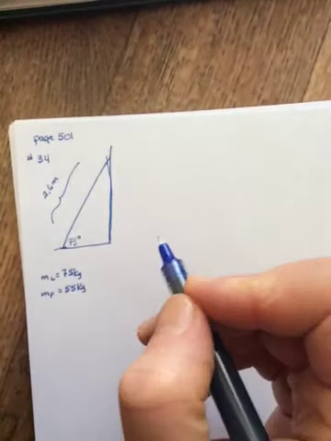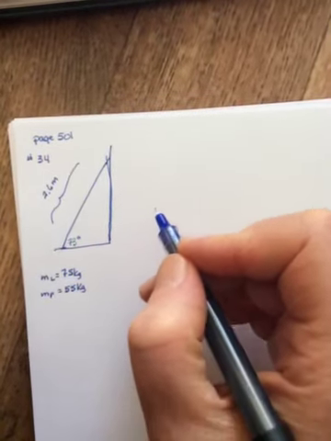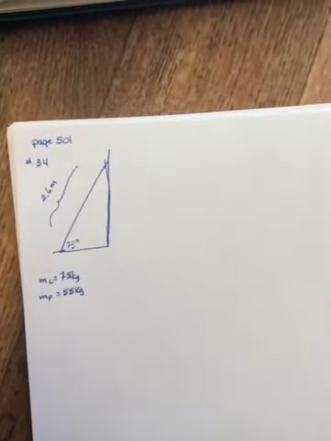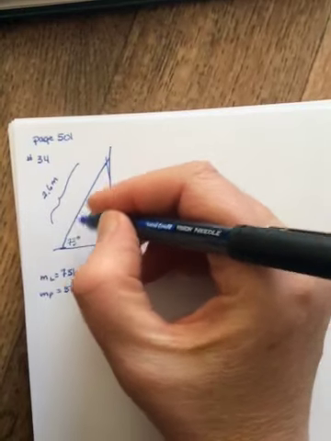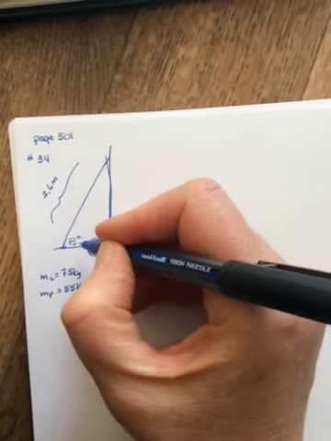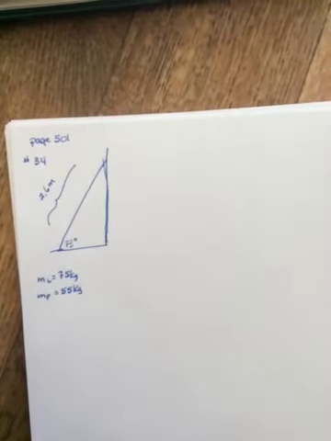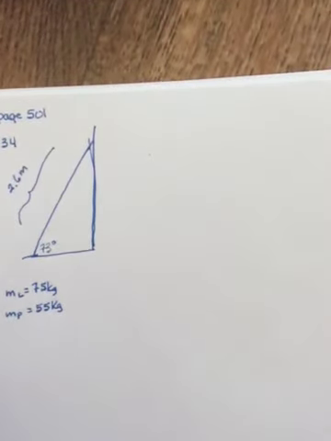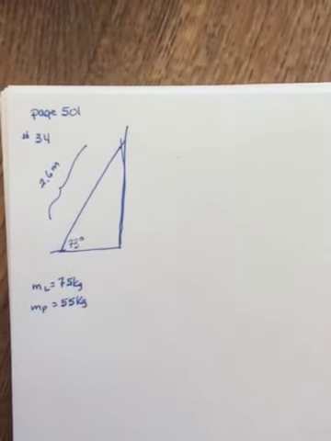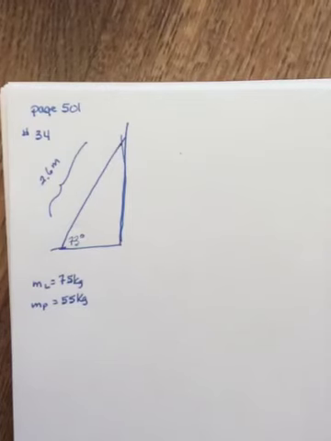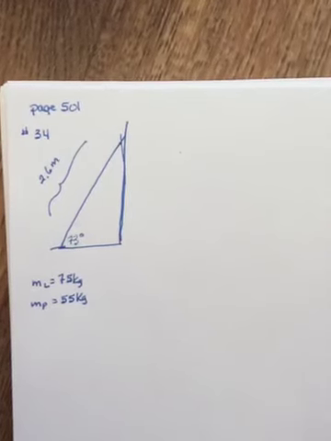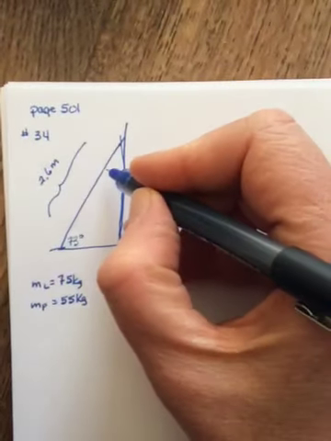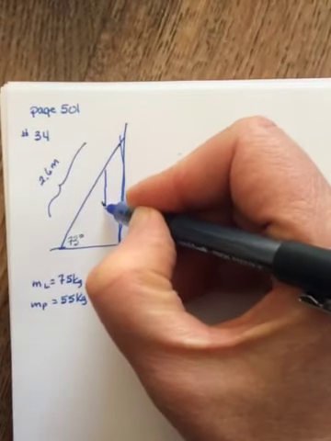Okay, so let's take a look at question 34 on page 501, which hopefully you've tried before watching this. So you have a job as a house painter. You climb up a ladder that's angled at 73 degrees at the bottom. It tells you that the ladder is 2.6 meters long, and it says that you are 3/4 of the way up. So you're up here.